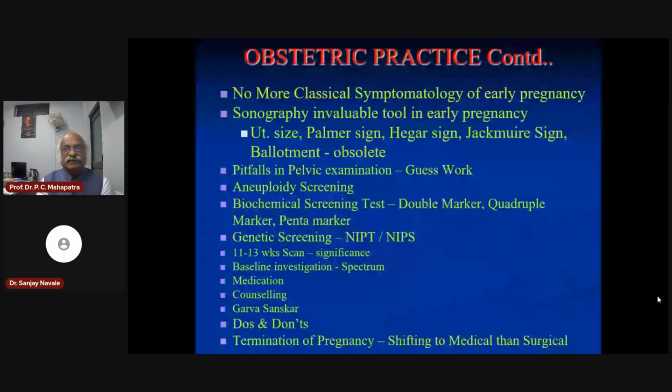Not in the first trimester, we are not doing it, where sonography has taken over, and in the third trimester there is absolute variation up to 3 to 4 weeks. So in the second trimester, the accuracy of clinical examination is important.